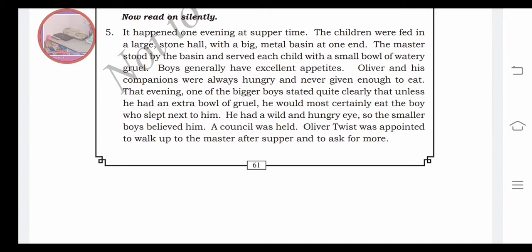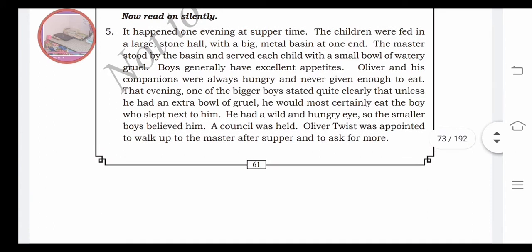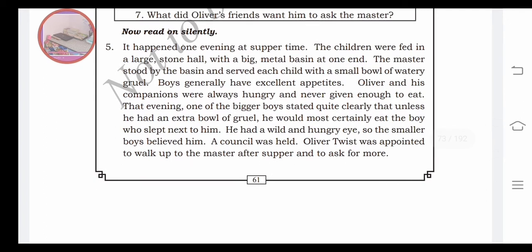It happened one evening at supper time. The children were fed in a large stone hall with a big metal basin at one end. The master stood by the basin and served each child a small bowl of watery gruel. Boys generally have excellent appetites. Oliver and his companions were always hungry and never given enough to eat. That evening, one of the bigger boys stated quite clearly that unless he had an extra bowl of gruel, he would most certainly eat the boy who slept next to him. He had a wild and hungry eye, so the smaller boy believed him. A council was held. Oliver Twist was appointed to walk up to the master after supper and to ask for more.